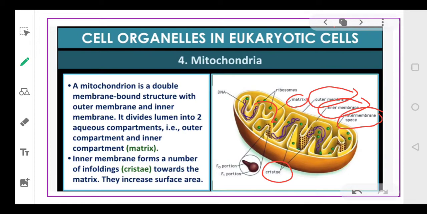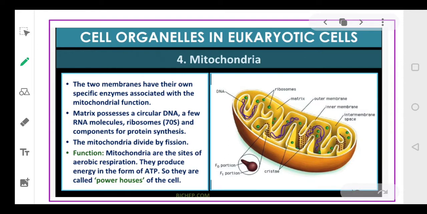Now basically the folds that are present in the inner membrane, that is the cristae, they increase the surface area so that a large number of enzymes can work at the same time. अब जो अंदर वाली मेम्ब्रेन है उसके अंदर बहुत सारे फोल्ड्स मौजूद हैं जिससे कि उसका सरफेस एरिया बढ़ जाता है और एक बार में बहुत ज़्यादा एंजाइम्स उस पर काम कर सकते हैं.